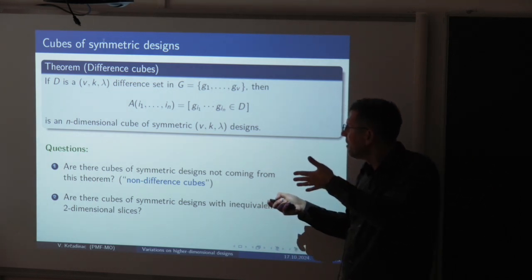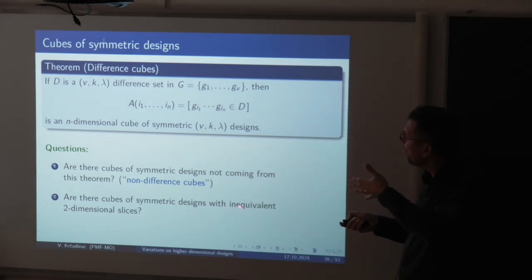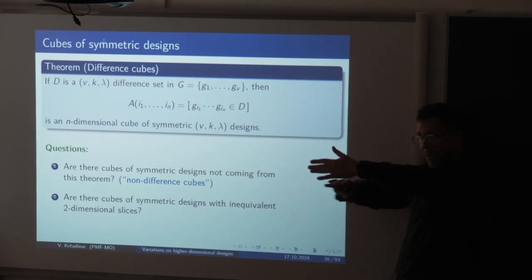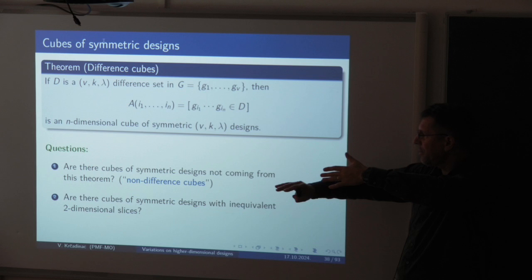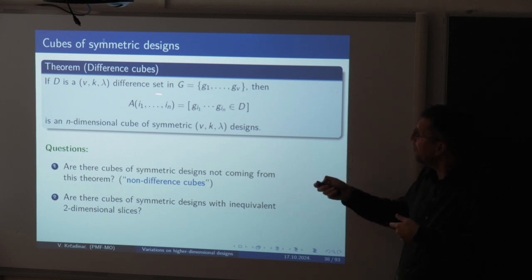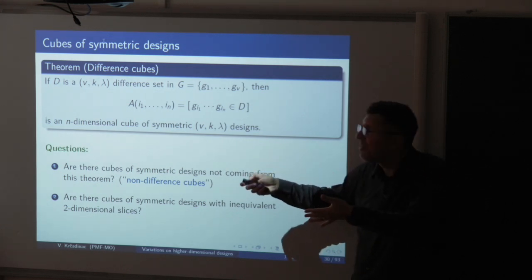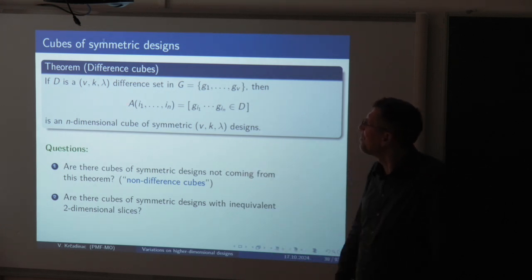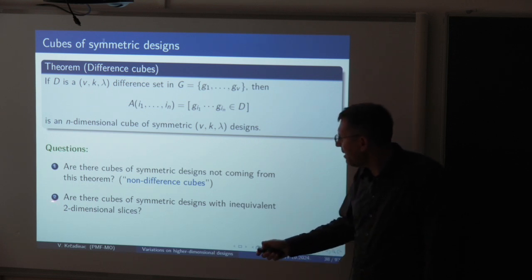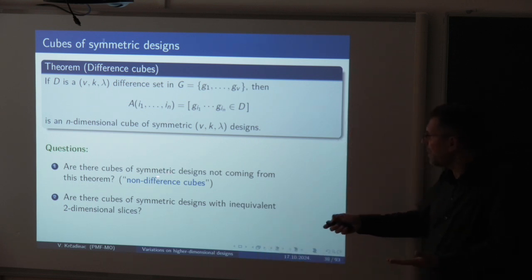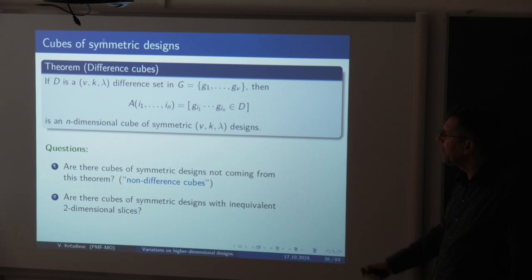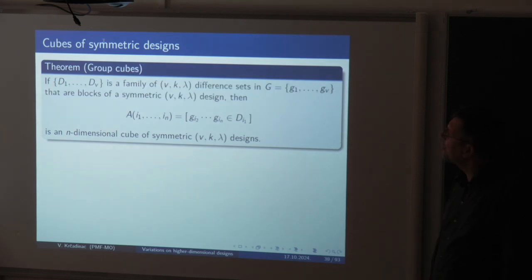This is kind of related, because if there was such a cube where you take two different slices and you're getting non-isomorphic symmetric designs, this construction wouldn't cover it. This construction covers only cubes where all of the slices are the same design, the one obtained from the development of these difference sets. So if you had such an example, it would have to be a non-difference cube. And we answered these questions in our paper.